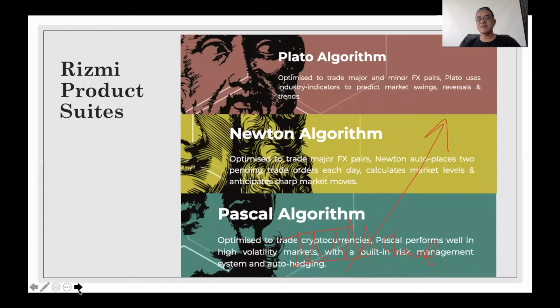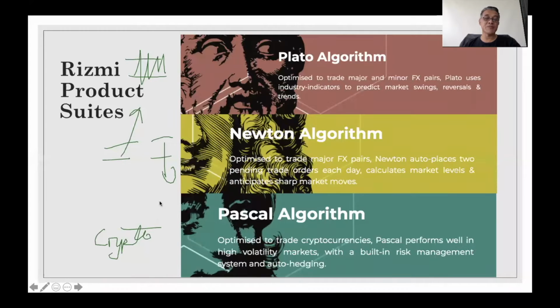So anyway, this is part of the three algorithms by Rizmi. This is a product by Rizmi. They're a new company that specializes in algorithmic trading for both Forex and cryptocurrency. So they have the Plato algorithm there, the one that was described in an earlier video. As I said before, this one catches the channeling of the Forex pair. Newton catches the up or the down break of a certain Forex pair across a channel or across a pattern, and Pascal is of course for cryptocurrency.